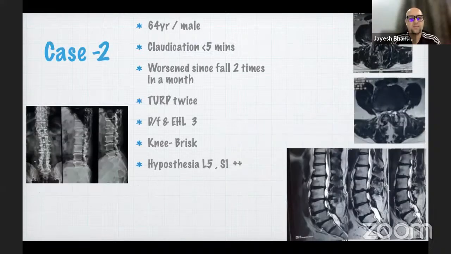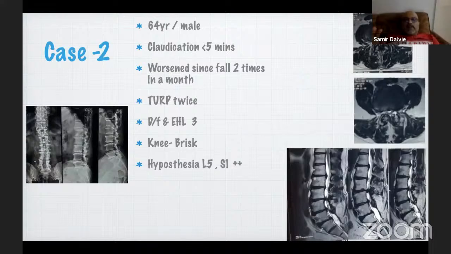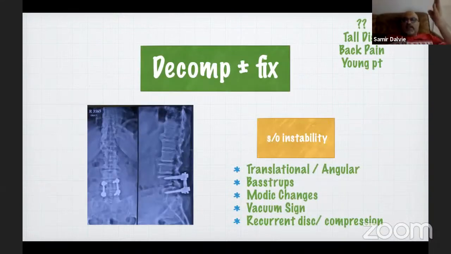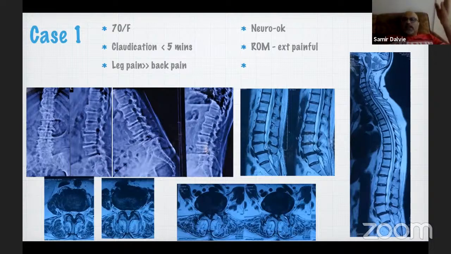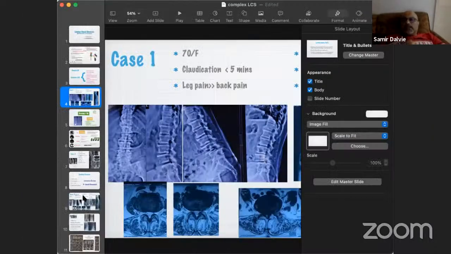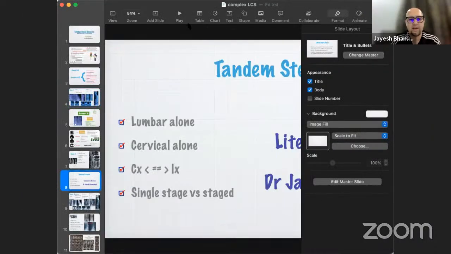Yes, so now when somebody has that sort of a stenosis, even if they've got something in the cervical spine, you can't say I'm going to operate only the cervical spine and leave. This stenosis you can't leave. You can't say I'm going to operate the cervical spine and it's going to get better. Out of the question. Correct, sir. Totally agree.